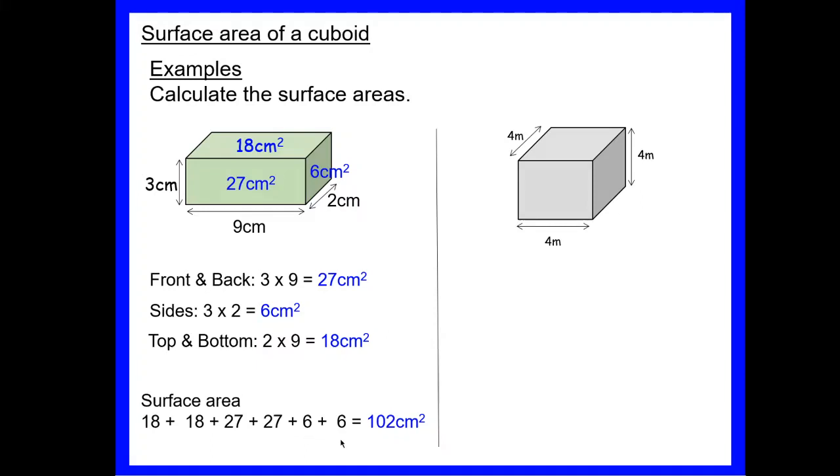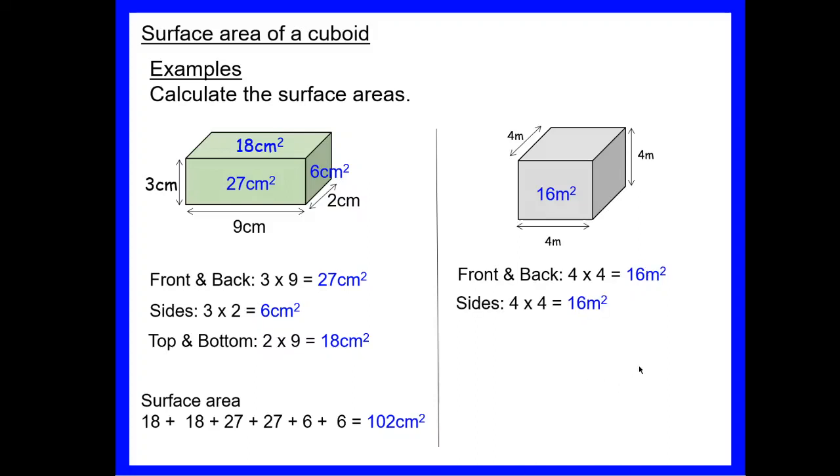I have 6 numbers to add together. So this one here, we can see it's 4 by 4 by 4, so it's a cube. Remember, a cube is a special type of cuboid, so we can follow the same rules. So the front and back, 4 times 4 is 16 meters squared. Sorry, I need to change those units there. There we go, so that's meters squared.